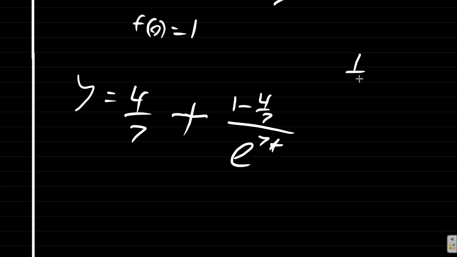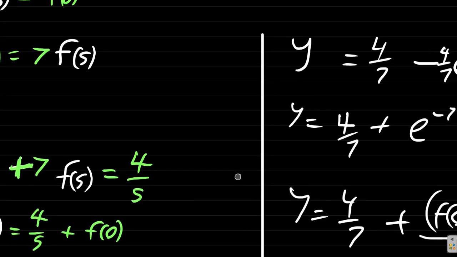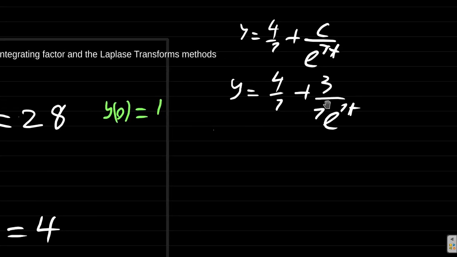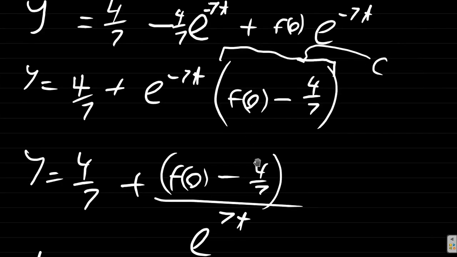What is 1 minus 4 over 7? It's the same as 7 over 7 minus 4 over 7. 7 minus 4 is 3, so it's 3 over 7. So the top part here works out to be 3 over 7, which you can write as 3 over 7 e to the 7t. So the answer is y equals 4 over 7 plus 3 over 7 e to the 7t, right?